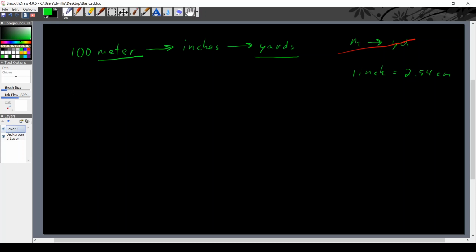And we're going to do that using the conversion factor that we happen to have. All right, so I will start with a great big long line because I know that this is going to be a long question. 100 meters.